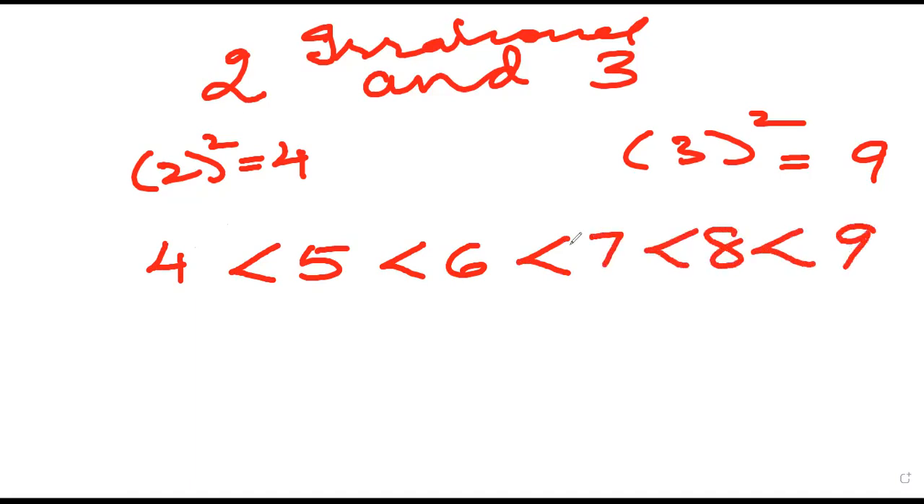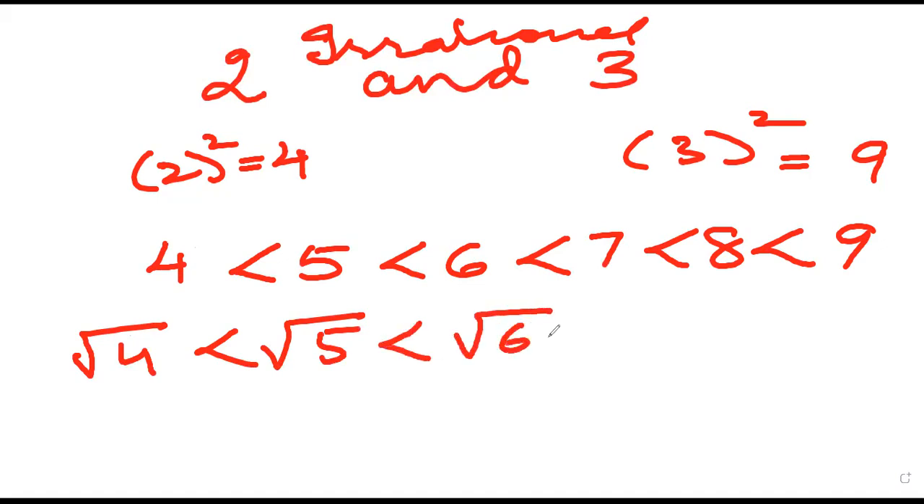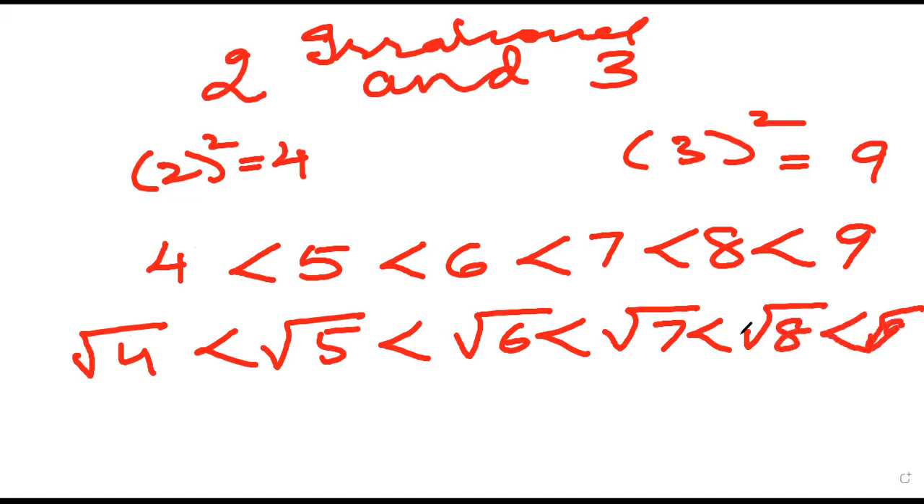These are the numbers between these two numbers. So now take the square root of all the numbers. Okay, so these are the irrational numbers between 2 and 3. Because, children, you can see that root 4 is your 2 and root 5 will remain root 5.